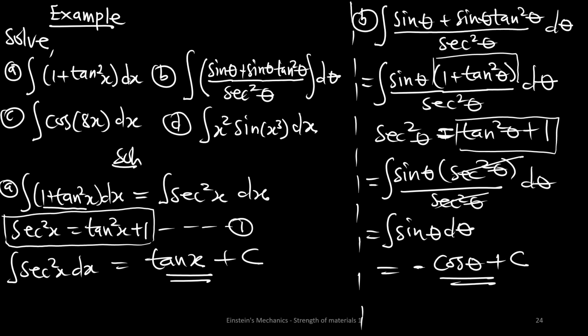So once you see the problem, don't jump to conclusions and say this is scary. Try to see if you can use any of the trig identities so that you simplify the expression. Let's look at the C part.